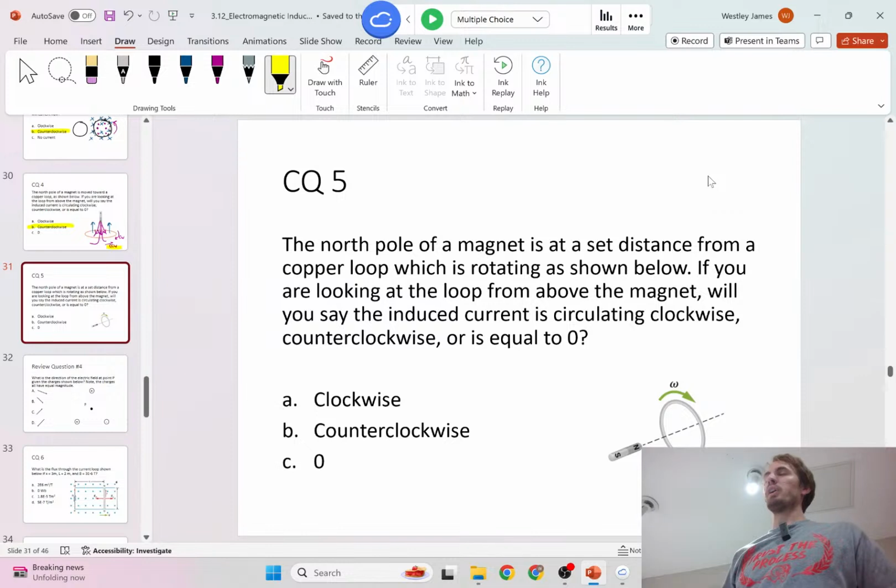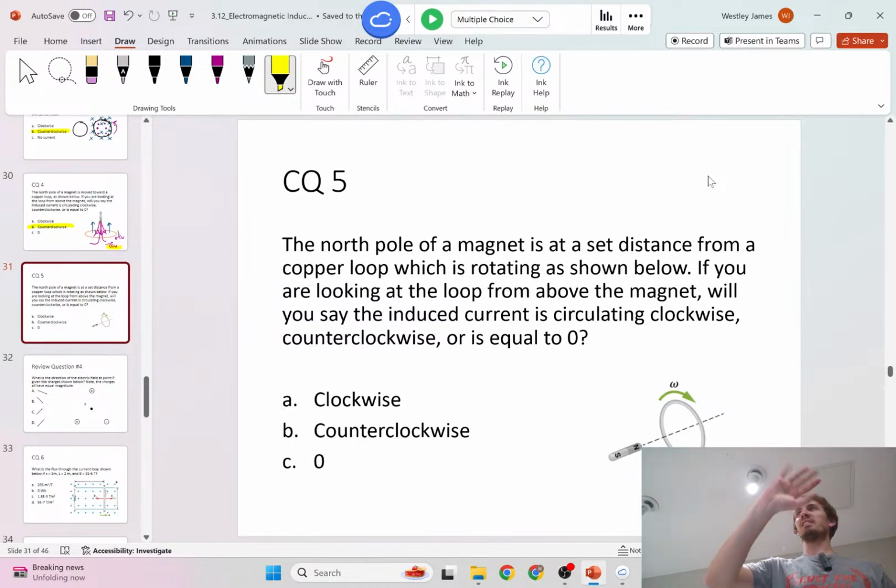Let me read this problem before I open it, just to clarify what's going on here. The north pole of a magnet is at a set distance from a copper loop, which is rotating as shown below. To clarify, this loop is rotating like a hoop, like this. It's not spinning like a coin spins on a table. It's just rotating in place. Take a loop, like a steering wheel. The loop is spinning like a steering wheel.